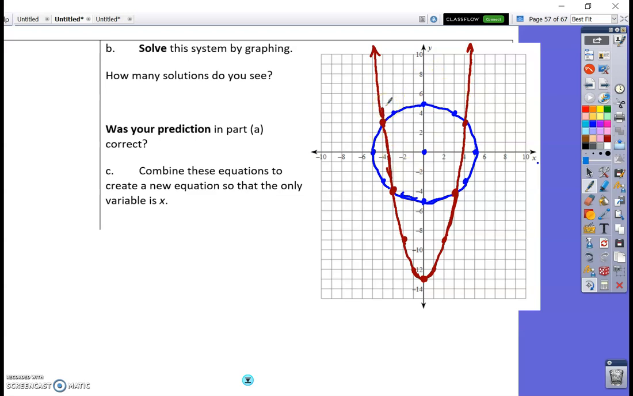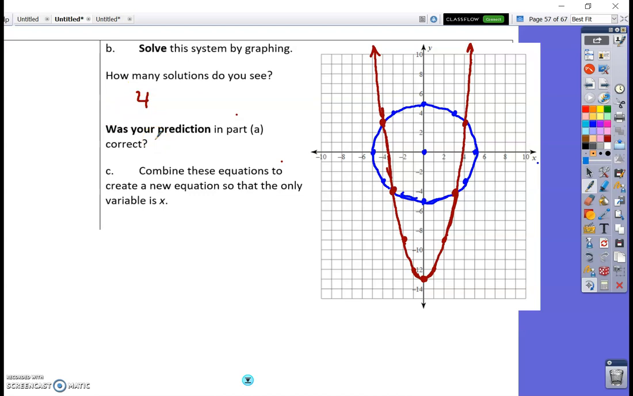There we are. And so were you right? I was, but then again, I kind of knew. The only way I figured it wouldn't have 4 solutions is if it went around it. And so it's really complicated to solve this. But it's not impossible. So I see 4 solutions. My prediction was correct. Yours might not have been.